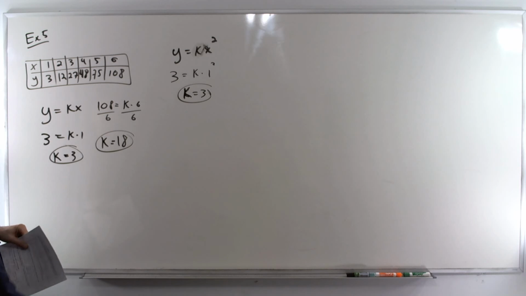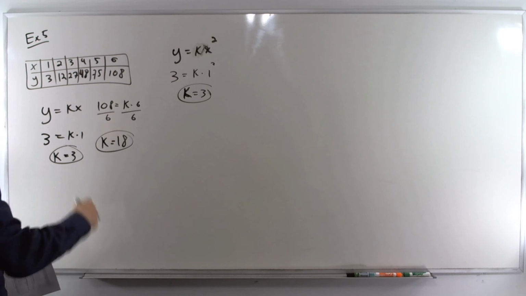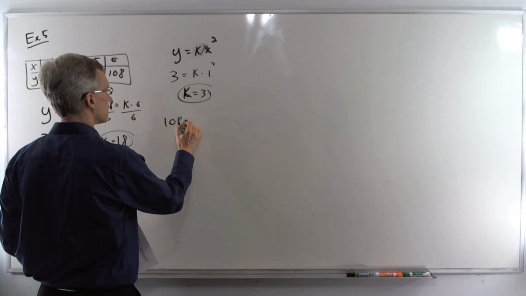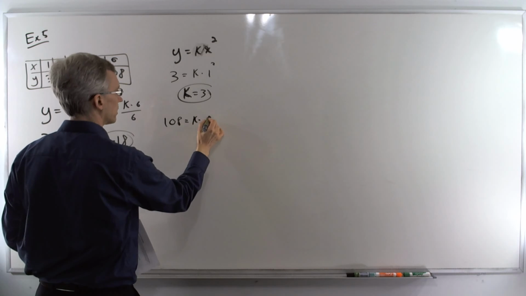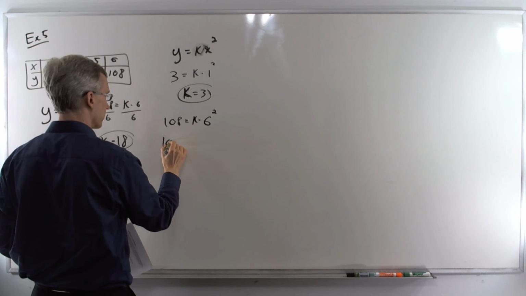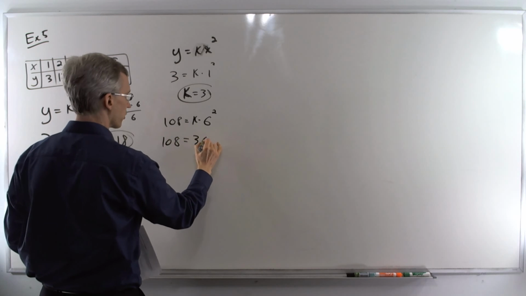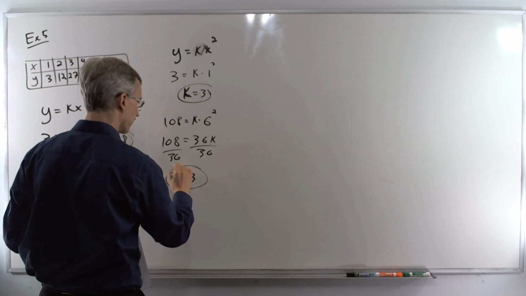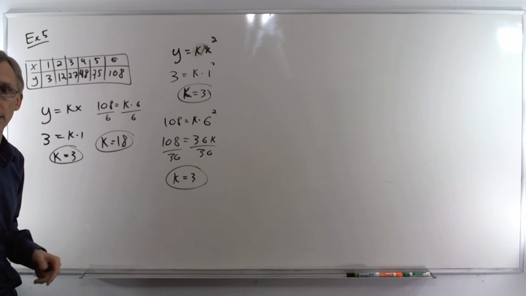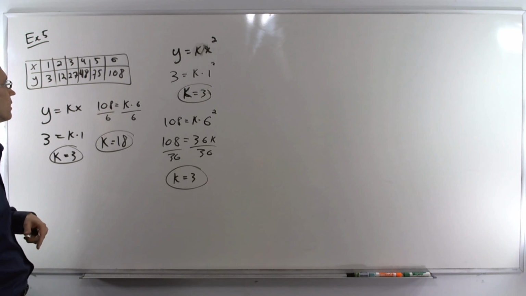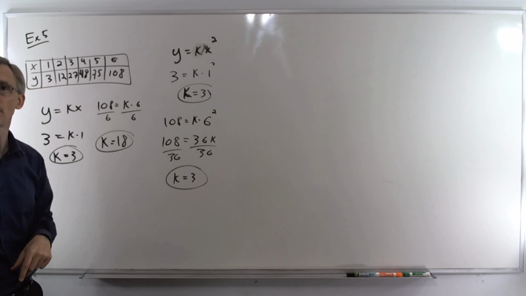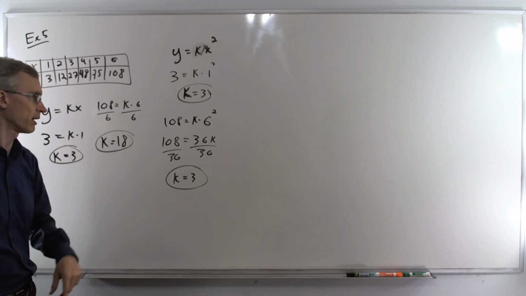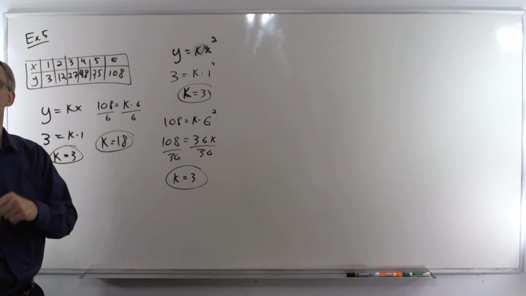All right, now let's try it with this one again. And again, you can pick any one. I'm going to pick the one on the end. So 108 equals k times 6 squared, which means 108 equals 36k. If we divide by 36, k equals 3. Well, we got the same constant of variation. So that's some evidence that this is the right model. We'd actually have to go through and test each data point to make sure we still get a 3. But for our purposes, if we test 2 and we get the same k value, we're good to go. So you all only need to test 2.